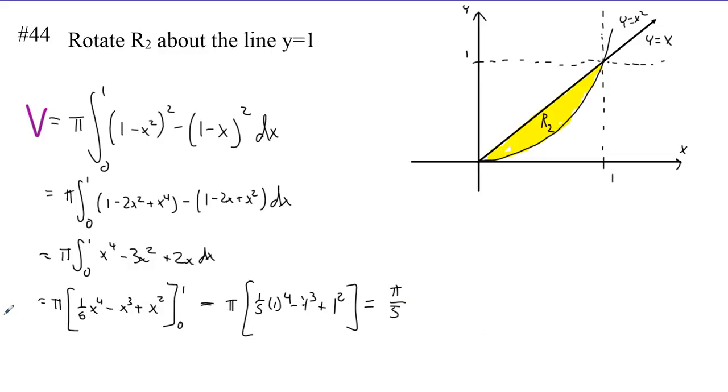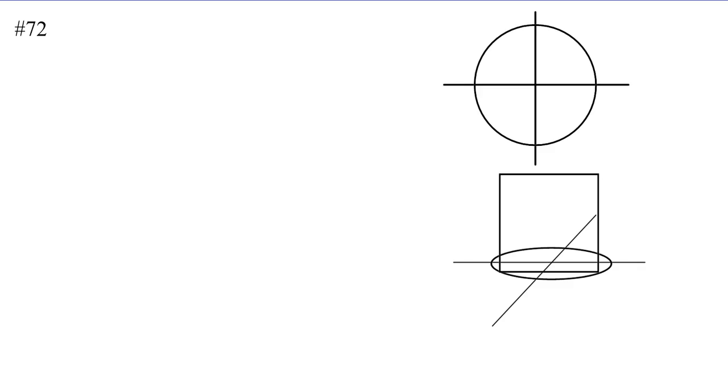All right, now the hard one. Let's see how we're doing for time. Oh, 15 minutes already. Okay, the hard one, number 72. So number 72 says this: we are going to take this circular function here, x squared plus y squared equal to 4. So this is the equation of a circle.